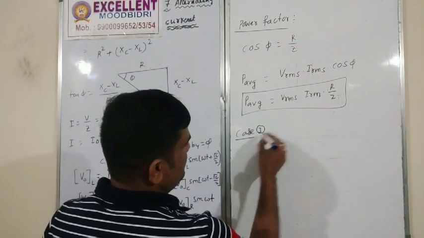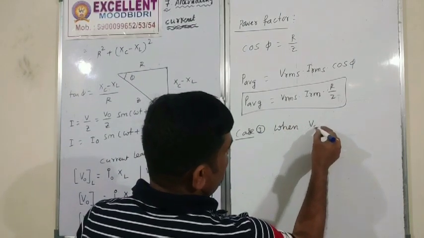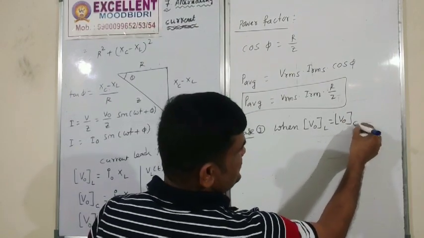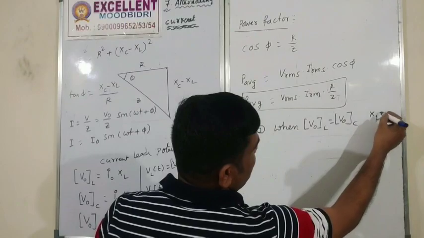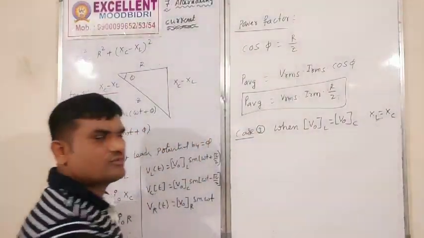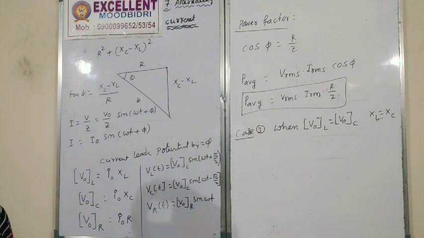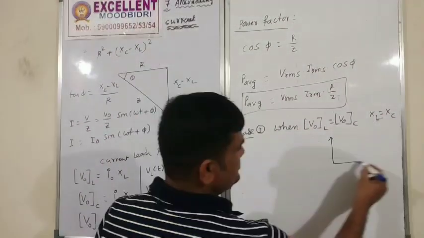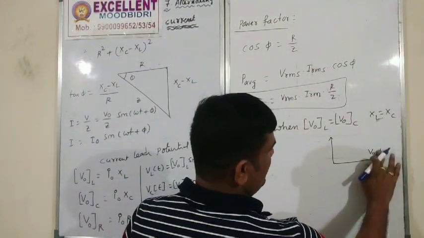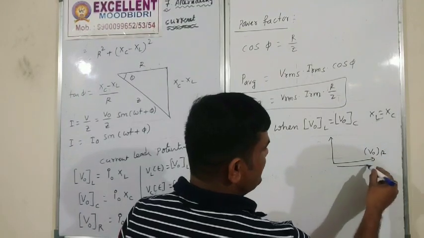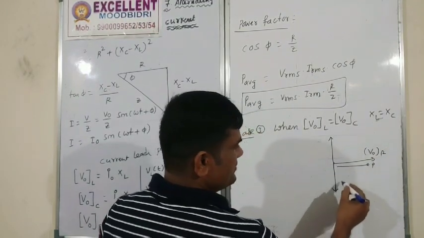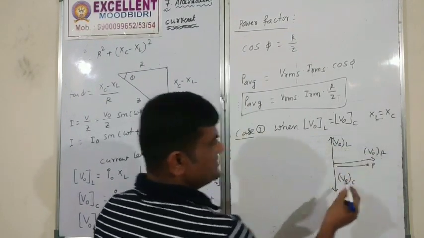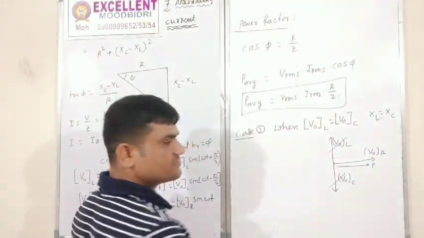Case 3, when V naught L is equal to V naught C, meaning XL is equal to XC, then what would happen? Correct? So the phasor diagram will be like this. This is V naught R, this is the I. This is V naught C and this is V naught L. This is positive, this is negative. So both are cancelled.